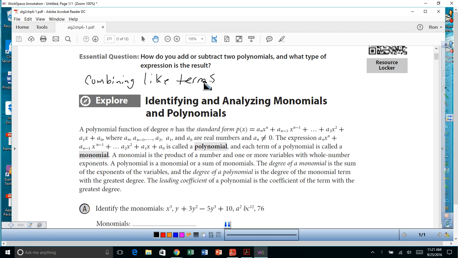Like terms have the same variable, like x, and the same exponent, whether it's 1, 2, 3, or whatnot. What type of expression is the result? Well, it's usually another polynomial. The result would be another polynomial.